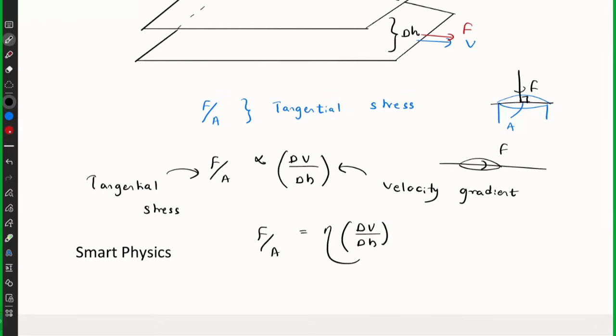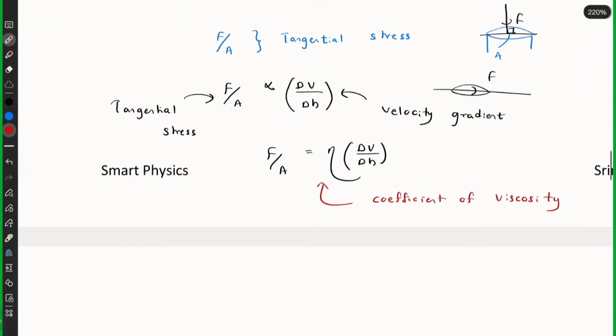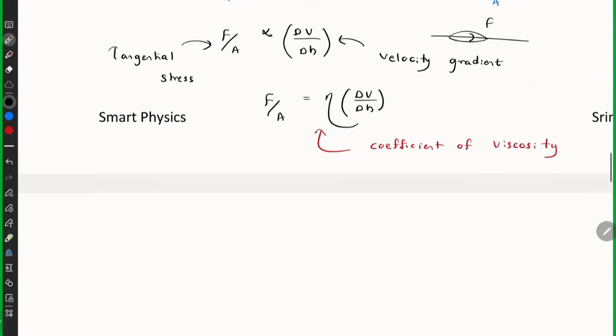What is eta? Eta is defined as the coefficient of viscosity. It depends upon the material, whether it be honey or water, whatnot. So I hope that's clear. It's kind of like friction, exactly. We're talking about friction in fluids.